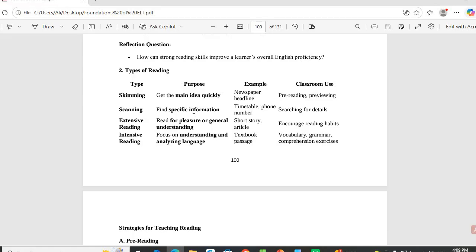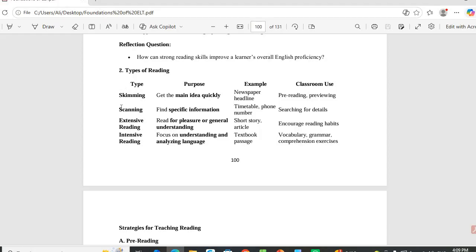Scanning, to find specific information, like a timetable, phone number, searching for details. Extensive reading, to read for pleasure or general understanding, like short stories or an article. Encourage reading habits. Intensive reading, to focus on understanding and analyzing language, like textbook passages, vocabulary, grammar, and comprehension exercises. So the student should practice skimming, scanning, intensive reading, and extensive reading.